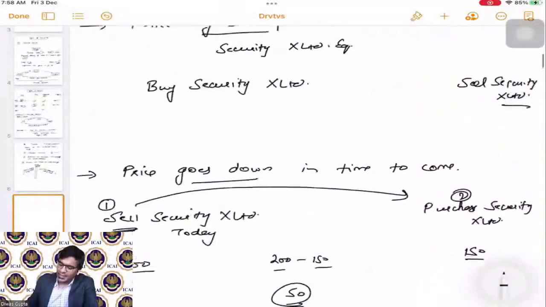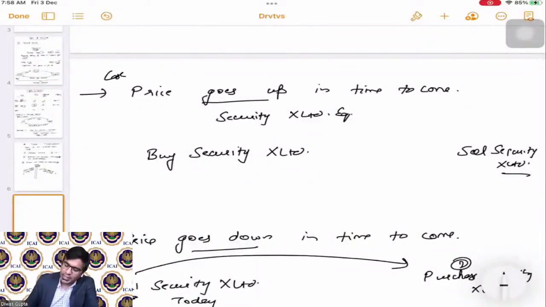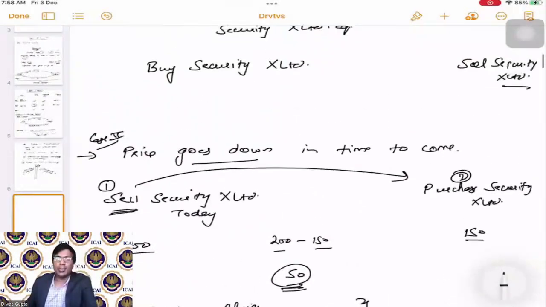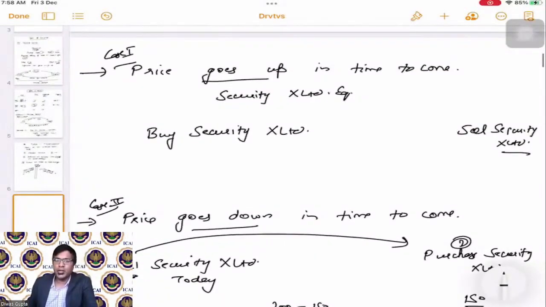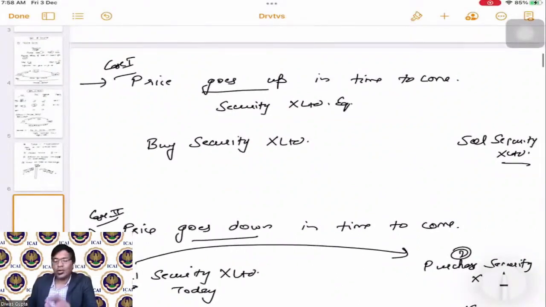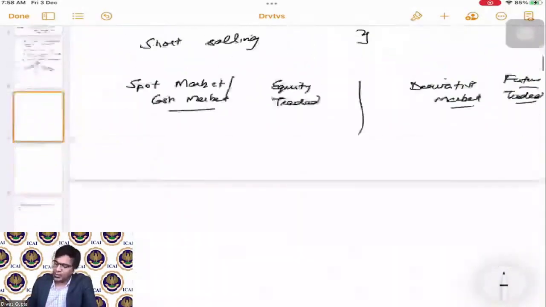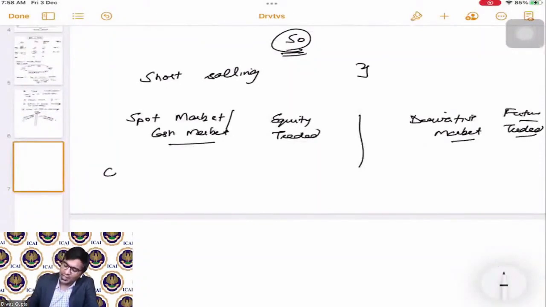So the first case that we discussed here, this is case 1 and this is case 2. The first case that we discussed, that if the price goes up, then you can buy and you can sell. So this is very easily done in both the markets. Case 1 is okay in both the markets.